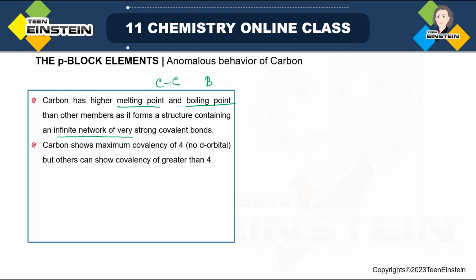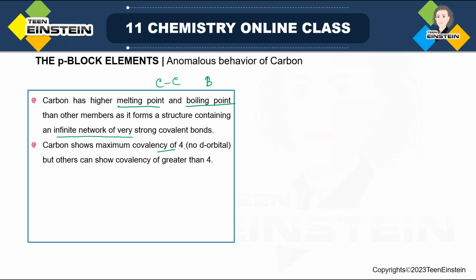Now why are we talking about strong bonds? Because the melting point and boiling point are high for carbon, and it is high because of this type of strong covalent bond. When we want to melt it, obviously we have to break the bond. When we want to boil it, we have to break these bonds. To break these bonds, a very high amount of energy is required, and that is the reason why carbon has a higher melting point and boiling point compared to other members.